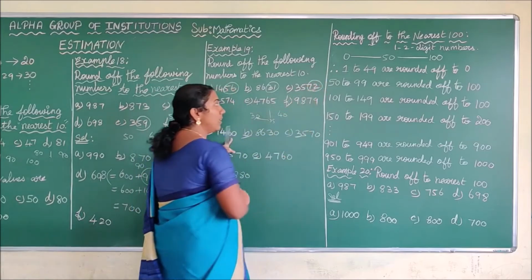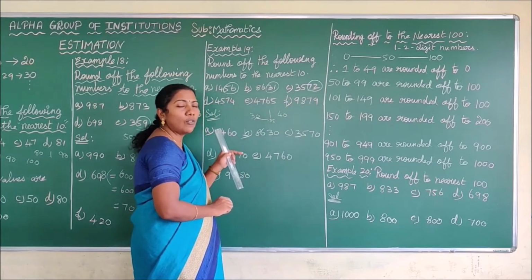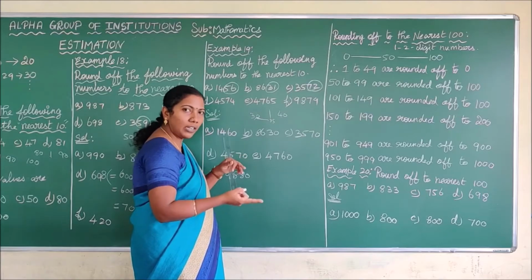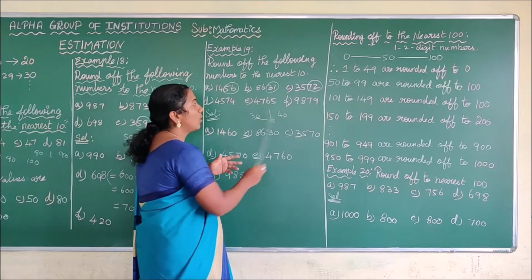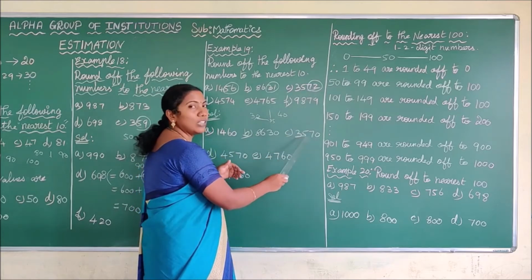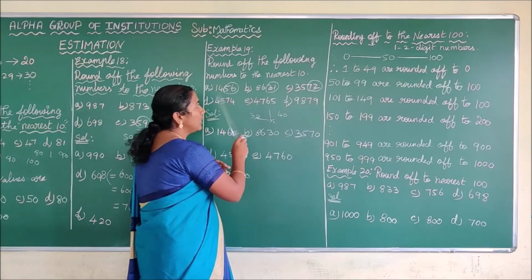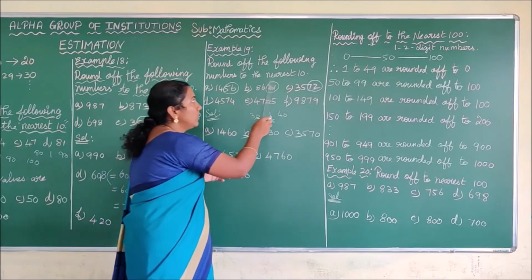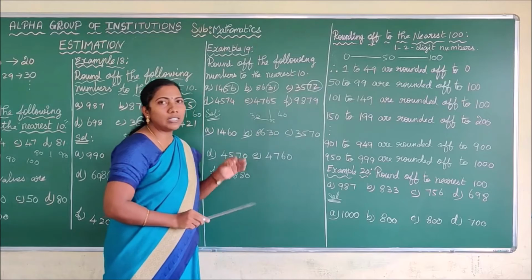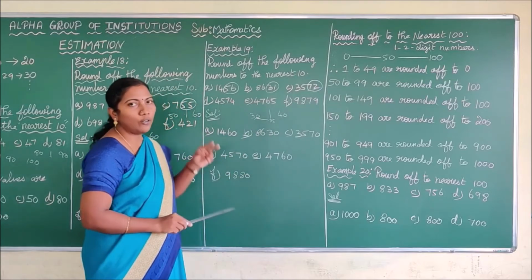You have to consider the last two digits, 72. 72 lies between 70 and 80. So the same story: 72 is rounded off to 70. So the rounded value of this number is 3570. Whether it is a 3-digit, 4-digit, 5-digit or 6-digit number, for the nearest 10 you have to consider only the last 2 digits. You have to keep this in your mind.